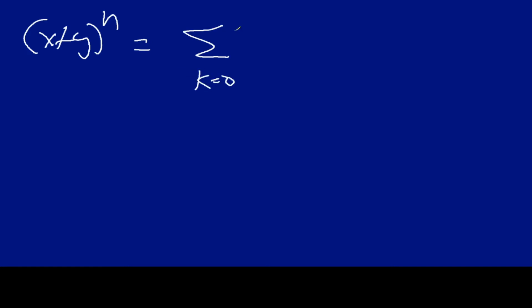So we have x plus y raised to the nth power, whatever that is. And then after that, we have here a summation sign, because we're adding everything together. K is going to start at 0, and then we're going to go to n, and then we're going to have our combination right here.